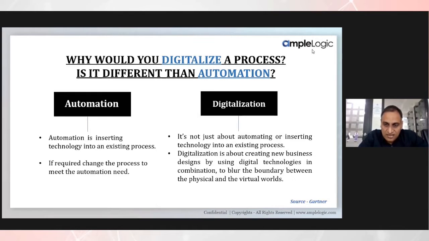But digitalization is not about just converting an existing manual process to an automated process. It is more about using the data to create decision-making models by the system itself. That's where digitalization is about creating new business designs, using digital technologies in combination to blur the boundary between the physical and the virtual worlds. There are certain decisions in the organization that can be taken by the software systems itself, by using algorithms that have been pre-built in the software. So digitalization needs a business transformation, which leads to effective utilization of resources and also productivity improvement.